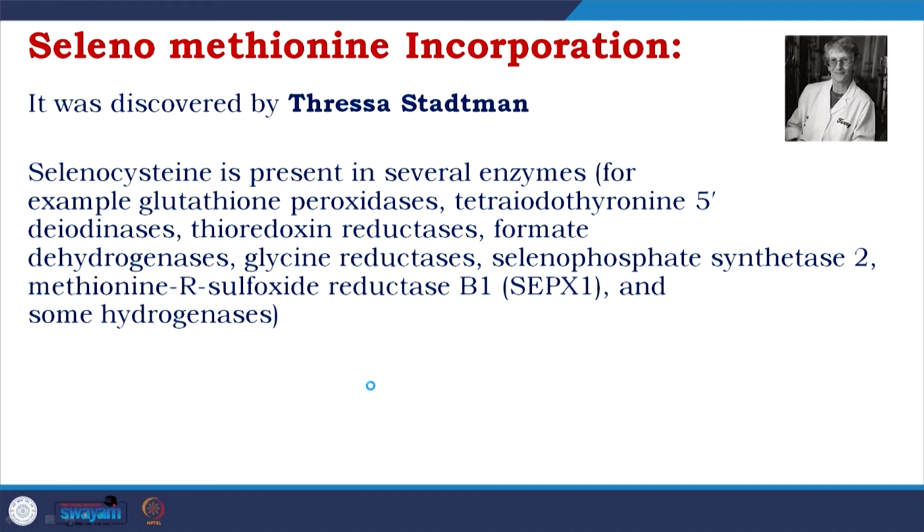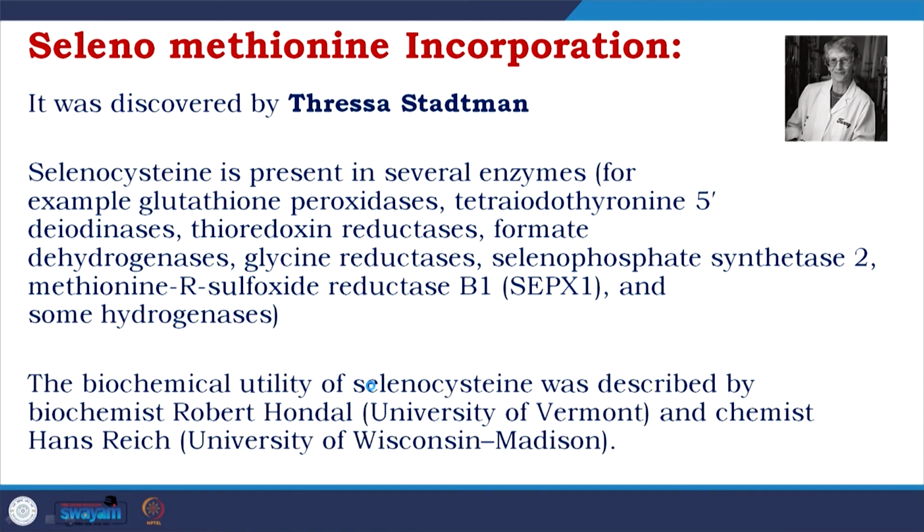I talked about selenomethionine; another sulfur-containing amino acid is selenocysteine. Selenocysteine is present in several enzymes: glutathione peroxidases, tetraiodothyronine 5' deiodinases, thioredoxin reductases, formate dehydrogenases, glycine reductases, selenophosphate synthetase 2, methionine R sulfoxide reductase B1 or SEPX1, and some hydrogenases. The biochemical utility of selenocysteine was described by biochemist Robert Hondal from the University of Vermont and chemist Hans Reich, University of Wisconsin, Madison.